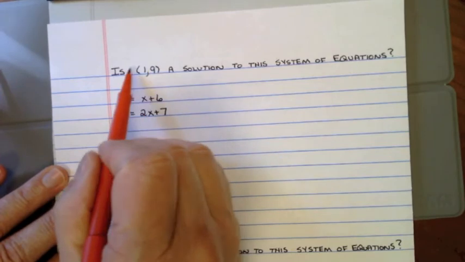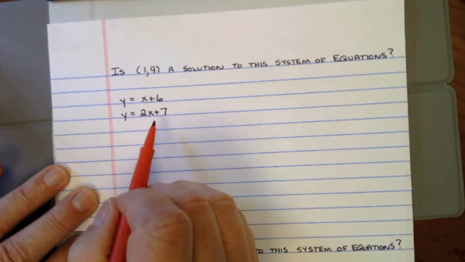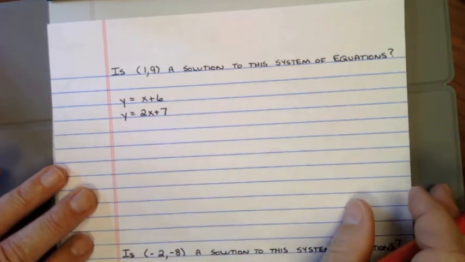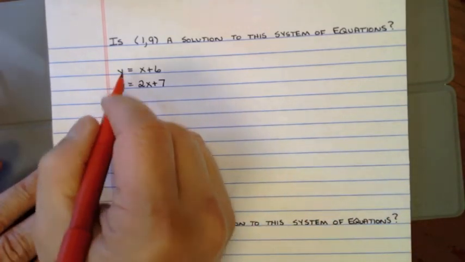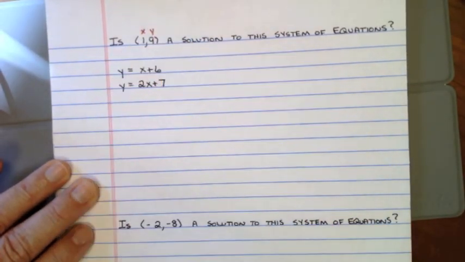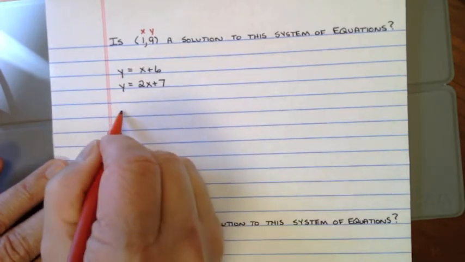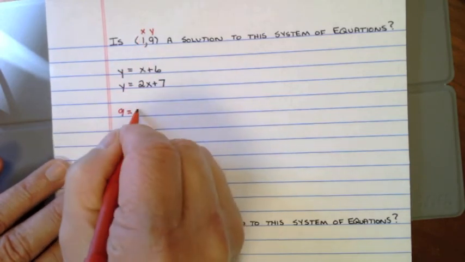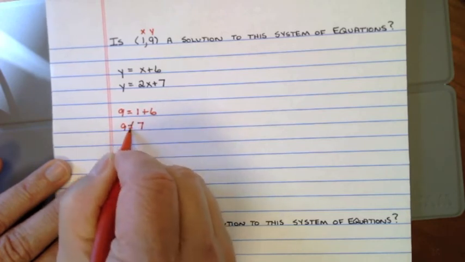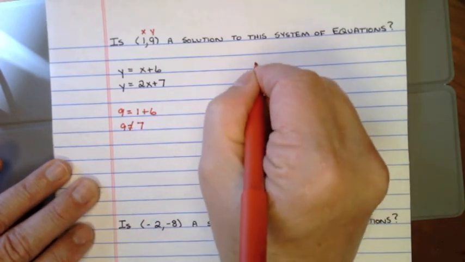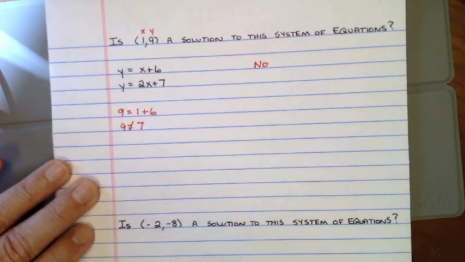Is this ordered pair a solution to this system of equations? It doesn't matter what order it's written in. Again, you need to start plugging in the numbers and see if it works for both of them. Remember, it has to work for both of them. So this is my x and this is my y. For this one right here, my y is 9 is equal to my x is 1 plus 6. 9 is equal to 7. No, it's not. So I immediately can say, no, that is not a solution to this system of equations.